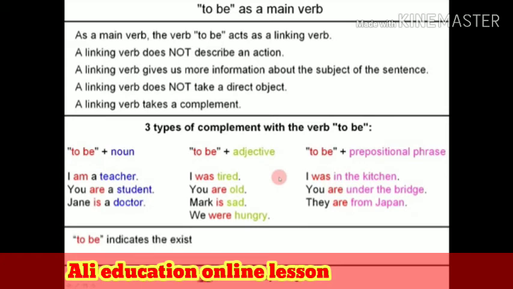So to be, when it is a main verb, the use and the meaning is it indicates the existence of a person or thing. For example, here we are indicating the existence. Or it gives us more information about a person or thing. Like here and here, we are giving more information about the subject. Okay, but there's no action.